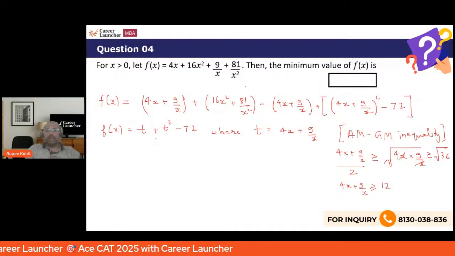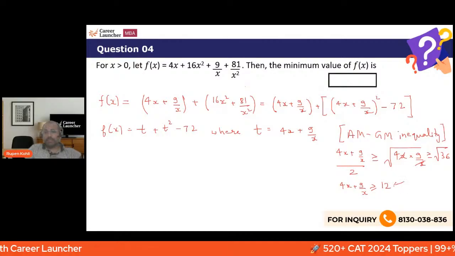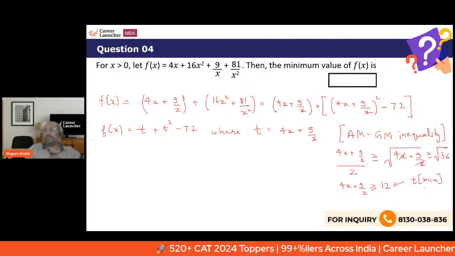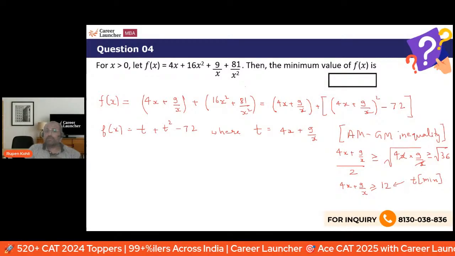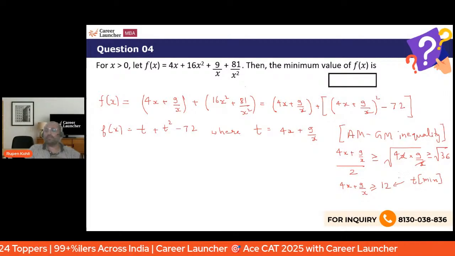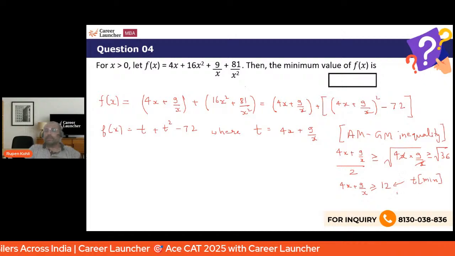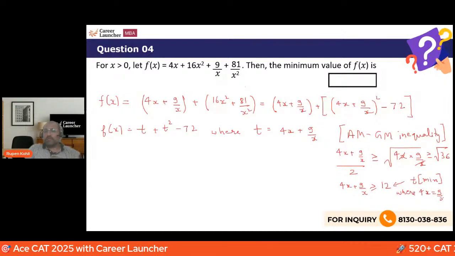So we can definitely come back over here and say that this is the minimum value of t that we have obtained. And you know that this occurs at that value of x when 4x equals 9 by x, right? This value of 12 occurs when 4x and 9 by x are equal to each other, or x square is 9 by 4, or x is 3 by 2.